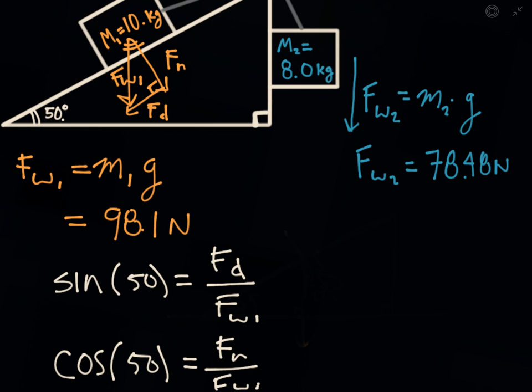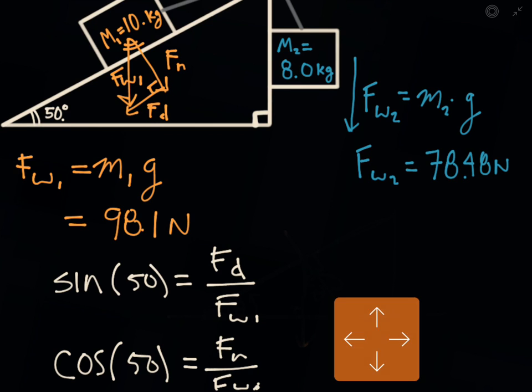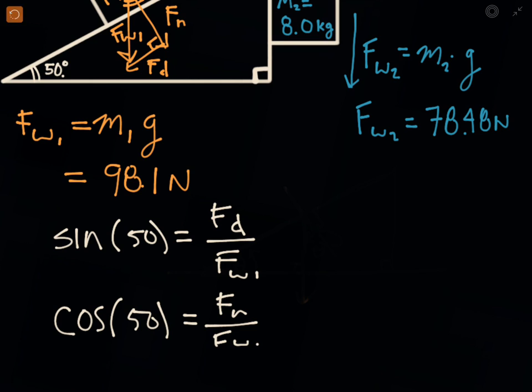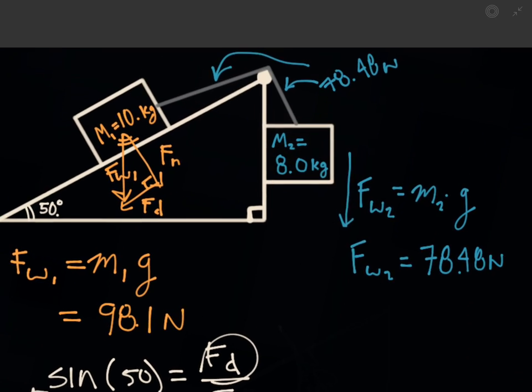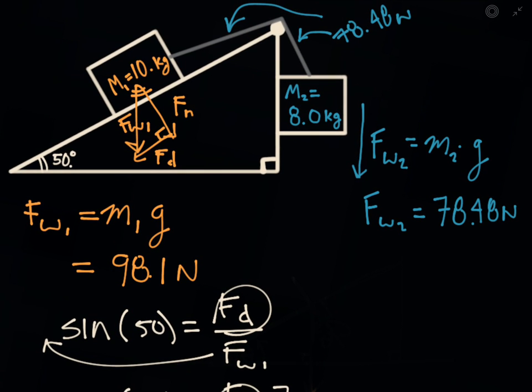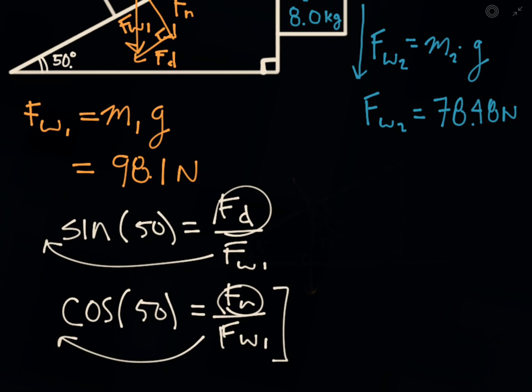Let's call that F_W1. Actually, I'll rewrite it. Okay, fine. The force, the weight of object 1. So again, we have opposite over hypotenuse and adjacent over hypotenuse for the sine and cosine, and we can move this around so we can solve for these two things. We don't end up needing the normal force. We'll need that when we talk about the coefficient of friction, mu, and surface friction, when we're talking about objects sliding down. That's when the normal force becomes really important.